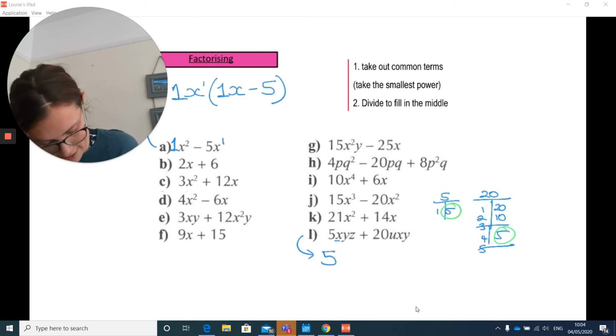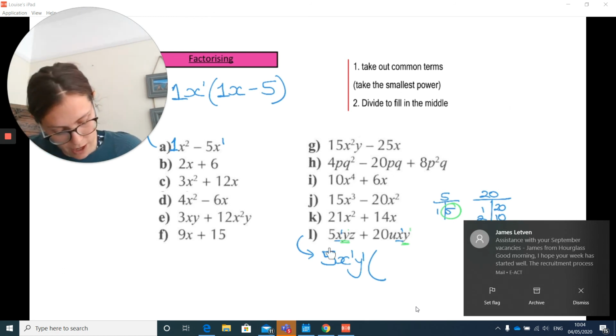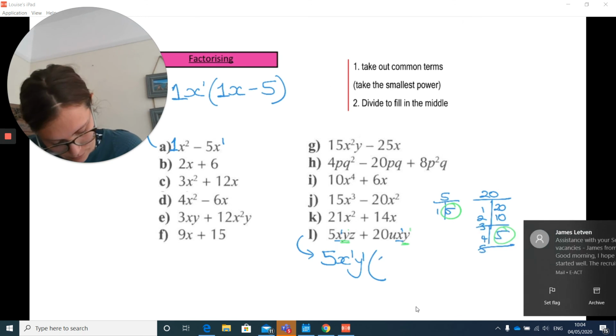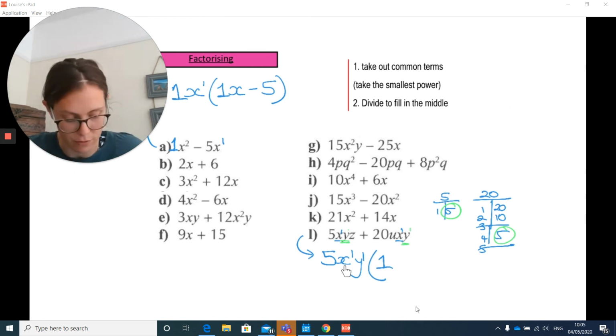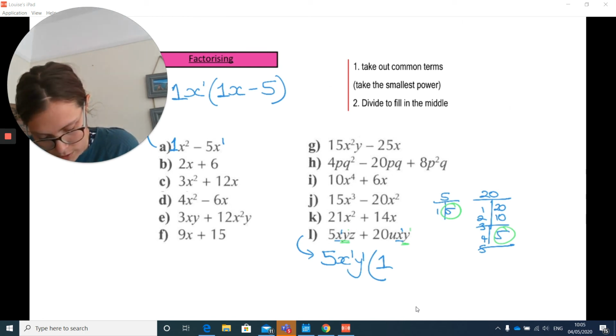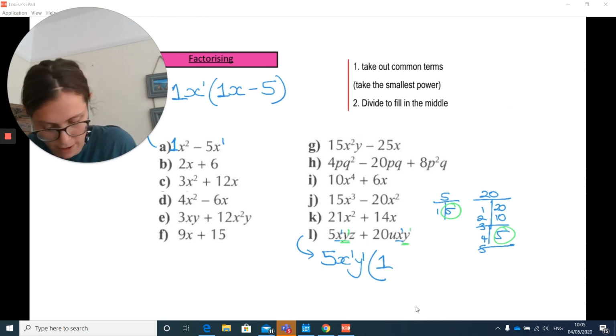You can take out an x, because there's the power of 1. And you can also take out a y. So here I take out y to the power of 1. And I open my brackets and I do my division. So I've got 5 divided by 5, which gives me 1. And then I've got x to the power of 1 divided by x to the power of 1. I don't write it. Y to the power of 1 divided by y to the power of 1. I don't write it. So the only thing I'd have left there is a z.